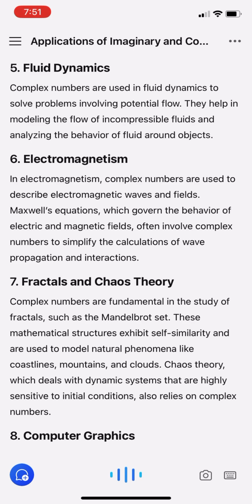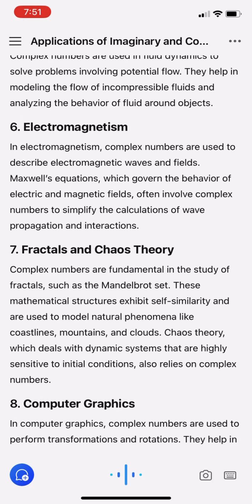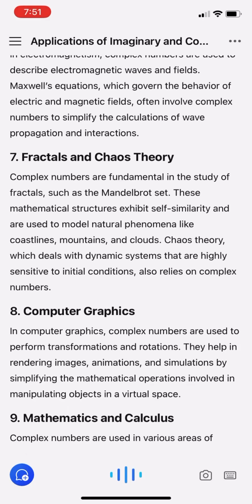6. Electromagnetism. In electromagnetism, complex numbers are used to describe electromagnetic waves and fields. Maxwell's equations, which govern the behavior of electric and magnetic fields, often involve complex numbers to simplify the calculations of wave propagation and interactions.